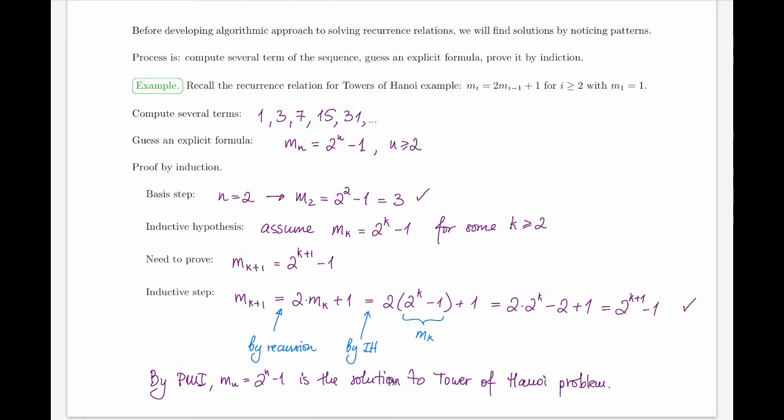We are in good shape because I believe there's something like 100 disks, and 2 to the 100 minus 1 is a huge number of days that we are likely not going to reach as humanity for many other reasons other than the Towers of Hanoi themselves.